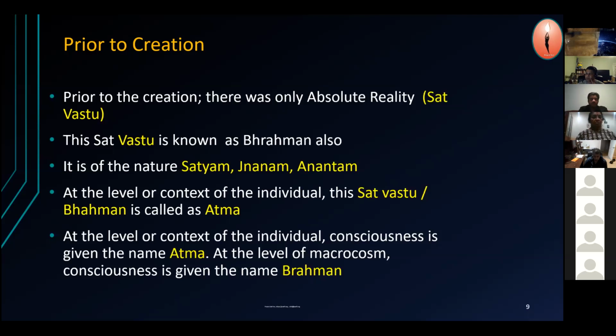So one more point: we talked about this Brahman, the absolute reality, and please understand that at this level, this Sat Vastu is the Atma we talked about earlier. In the context of an individual, this Sat Vastu exists, and this is known as Atma. So in other words, the Brahman we talk about here and the Atma we talked about in the first enquiry, both of them are the same.